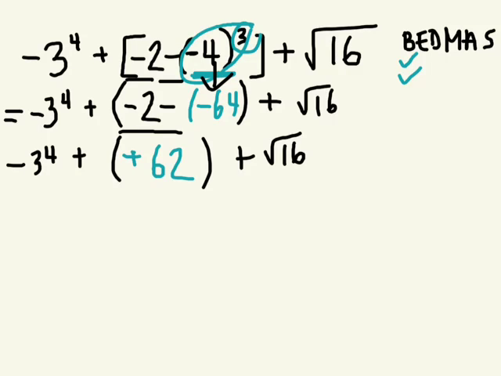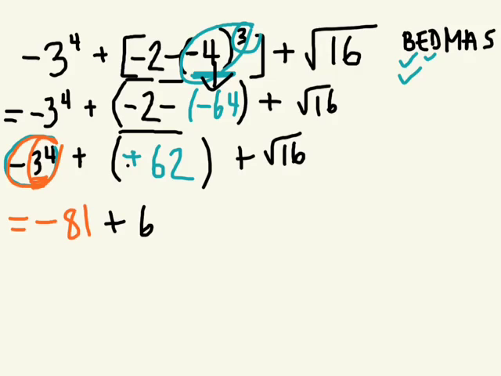What's next? Do we have exponents? Okay, so this part here, -3 to the power of 4. Is the base positive or negative? Positive. It's just 3 to the power of 4, but we're told that it's a negative power. So what's 3 to the power of 4? 81.